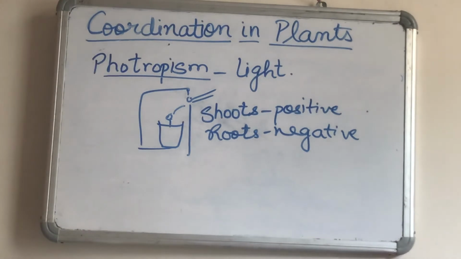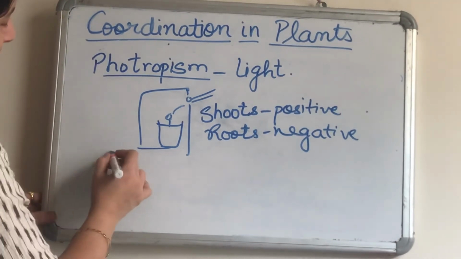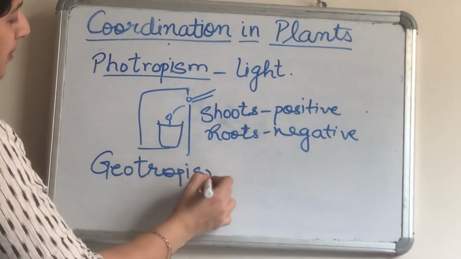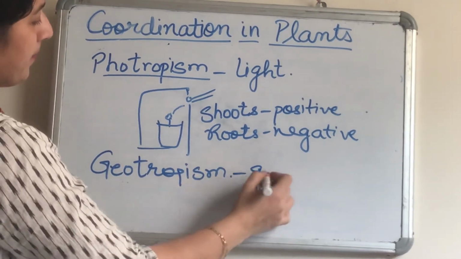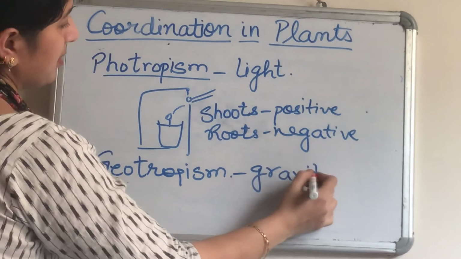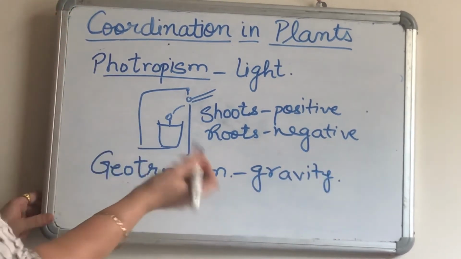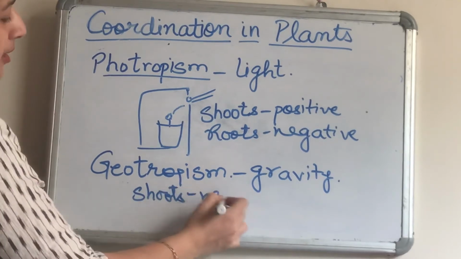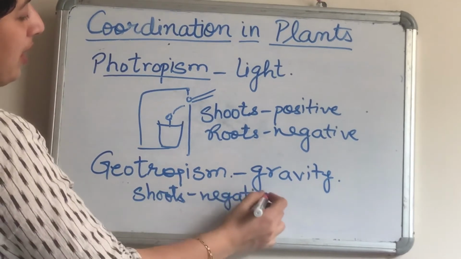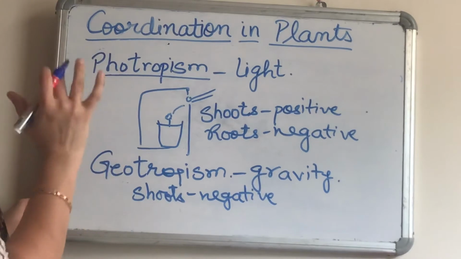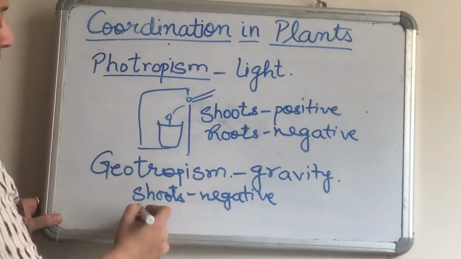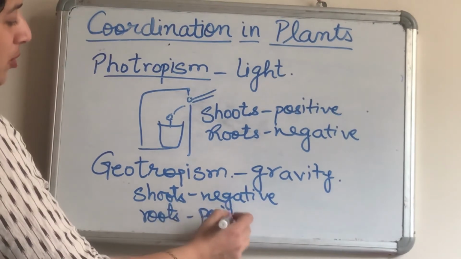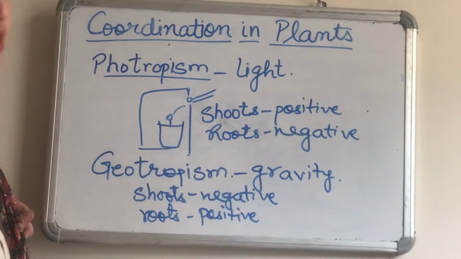So the next movement after phototropism is geotropism. Geotropism is due to gravity. The stimulus is of gravity. So what will happen in this? The shoots will be negatively geotropic because they are going up, going away from the gravity, and roots are positively geotropic because they are going towards the ground.